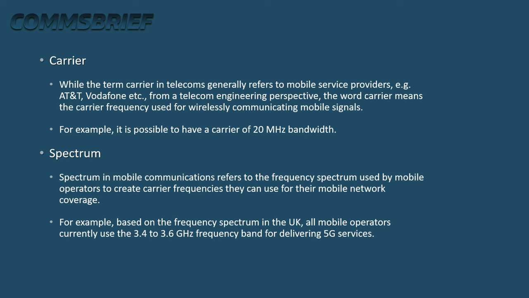Spectrum. Spectrum in mobile communications refers to the frequency spectrum used by mobile operators to create carrier frequencies they use for their mobile network coverage. For example, based on the frequency spectrum in the UK, all mobile operators currently use the 3.4 to 3.6 GHz frequency band for delivering 5G services.